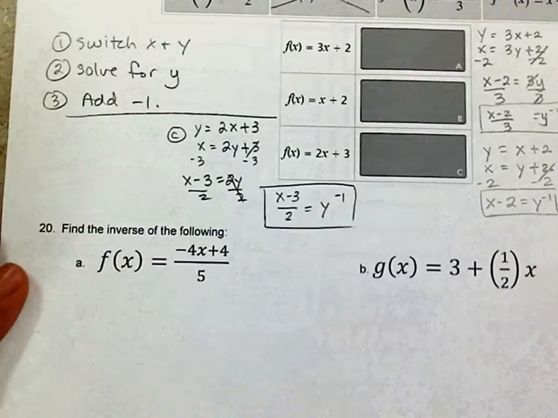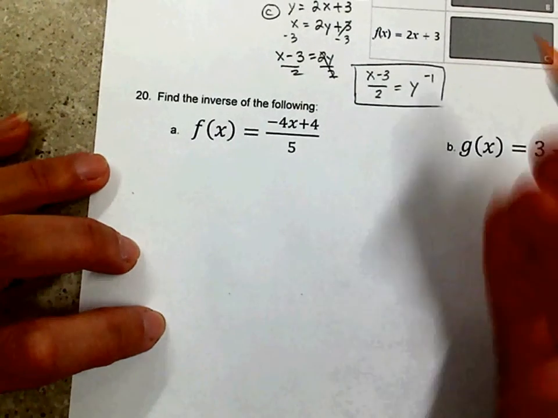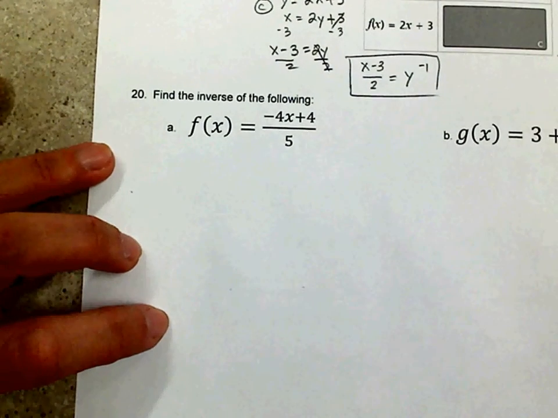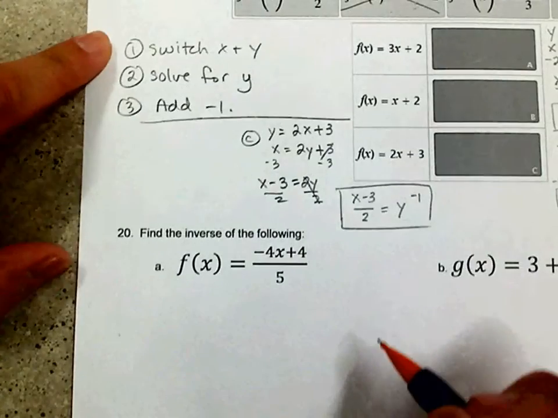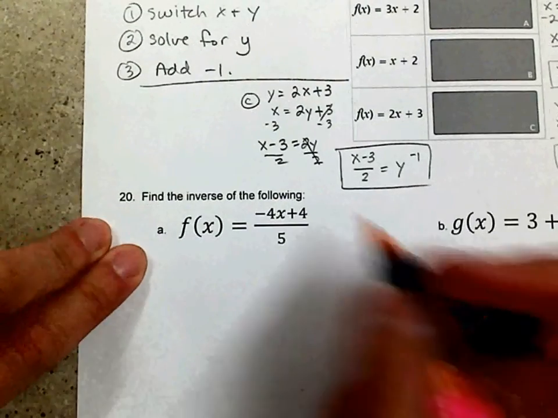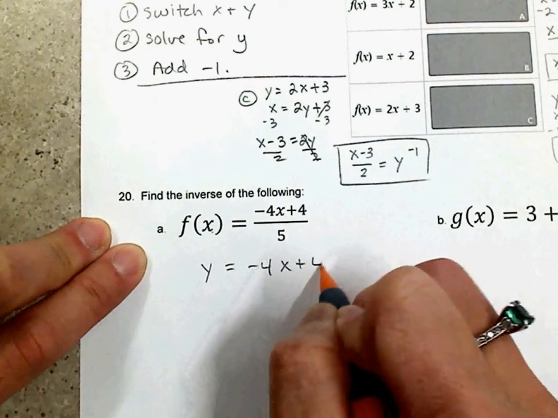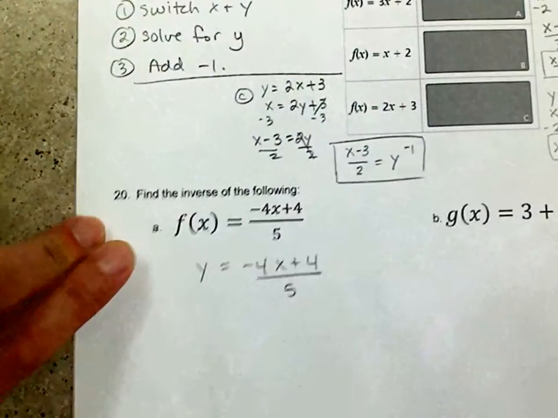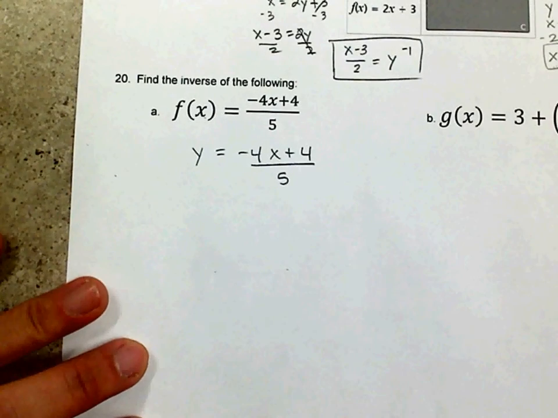All right, let's go to number 20. Here we go. Something like this will probably be an open response. I'll probably put one like that. Okay, follow this same step up here. Number 20a. Instead of f of x, I'm going to put y equals -4x plus 4 divided by 5. Okay? Step number 1, what do I do? Switch x and y. Very good.